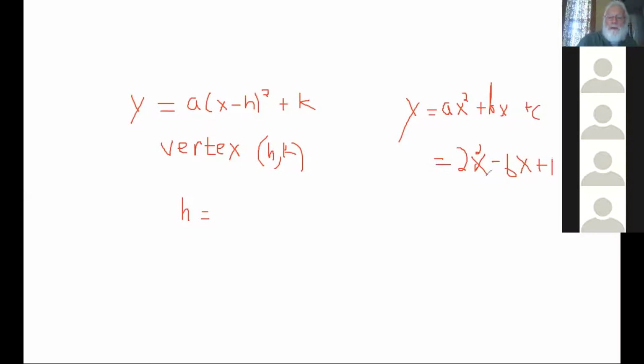Okay. So my a would be equal to 2. My b is minus 6. So this is the form you'd use if you had the quadratic formula. First you see what a, b, and c are. And then now you need to find h. Well, h has this formula, b over minus 2a.